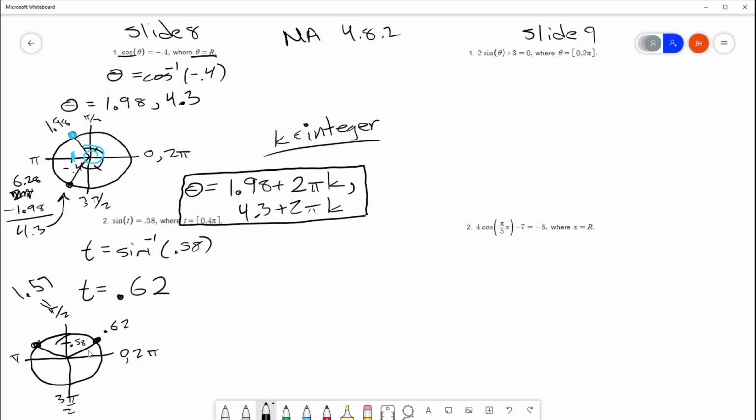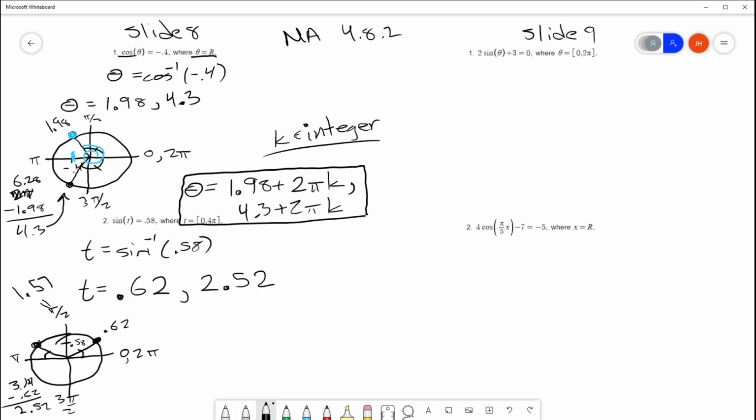What I can observe is that the angle here to get to 0.62 is the same as the angle for the second solution away from pi. So I'm just going to take pi, 3.14, and subtract 0.62. Let's see what we get when we do this. I would get 2.52. So t is equal to 0.62 and also 2.52.